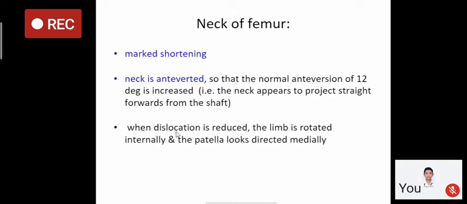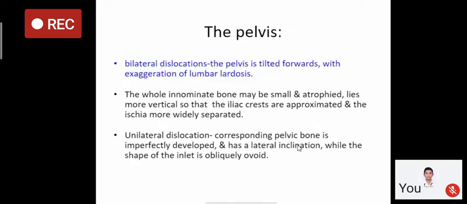And how do you get reduction of the dislocation? The limb is internally rotated and the patella looks medially. Then only are you going to get reduction of it. So much anteverted. In bilateral dislocations, the pelvis is tilted forward with exaggeration of lumbar lordosis. This is only in bilateral cases.